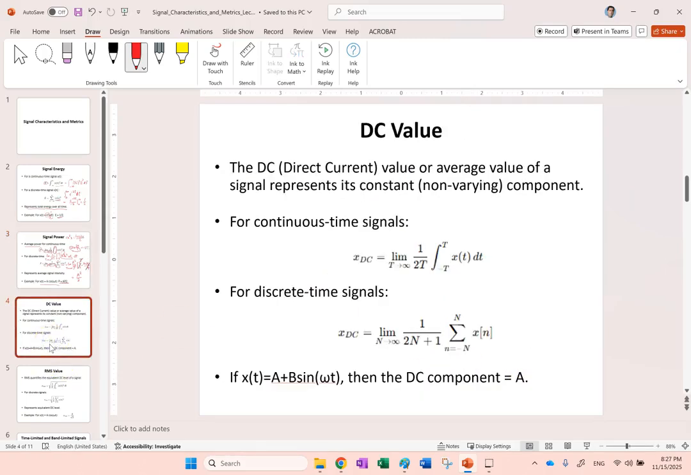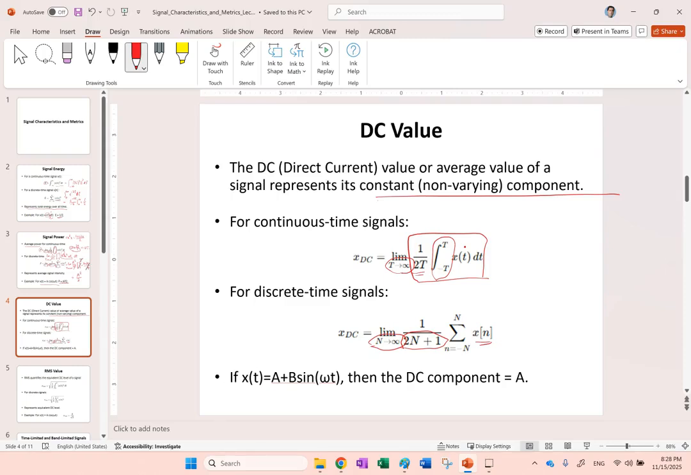The next notion that we have, we call it the DC, direct current or average value of a signal, which represents its non-varying or constant component. So for a signal, we integrate it over a range, a period, divided by the period, and let this t go to infinity. So this is clearly the definition of average. But we allow t to go to infinity to be the average over the entire span of the signal. And if it's discrete, very similar. We add all of these x's. Instead of integrating them, we divide by all of the indices, and we let the number of indices go to infinity. That's the same thing.